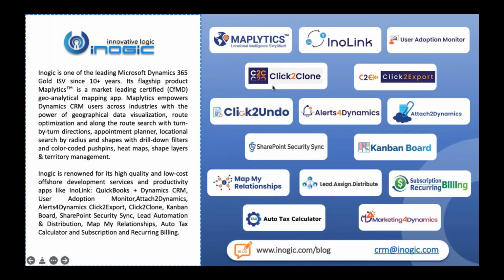iNogic is a leading service provider and an ISV. We have been in the business for more than a decade now, and our blogs are also well known among the CRM community. Apart from Maplytics, we have also been focusing on building productivity apps which reduce multiple steps in CRM with one-click solutions. You can see a few of our offerings listed on the slide. Besides developing apps, we are also a system integrator and we assist our partners and customers with offshore development services. If you would like to discuss any requirements for the same, you can contact us at crm@inogic.com.